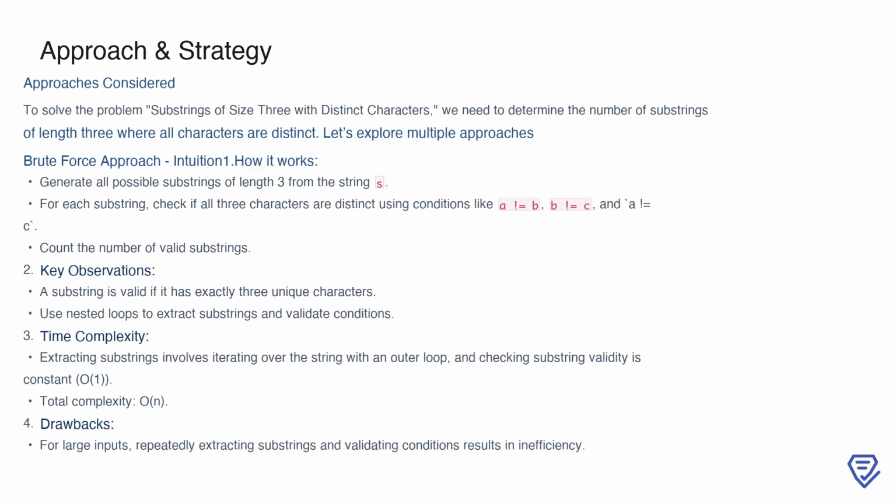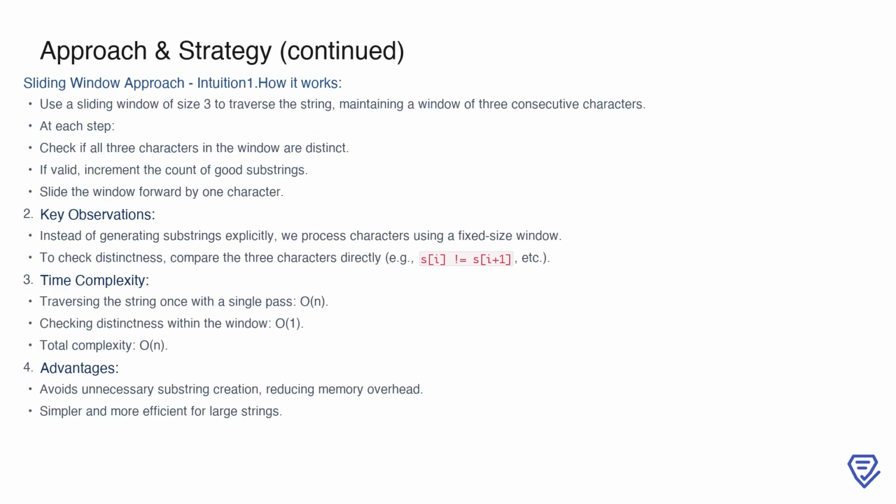While this method is straightforward and works fine for small inputs, it has notable inefficiencies. Extracting substrings involves iterating through the string, and when combined with the distinctness checks, the overall time complexity is O(n). However, repeatedly generating substrings and performing these checks makes it less suitable for larger inputs as it can become computationally expensive. An alternative and more efficient method is the sliding window approach.